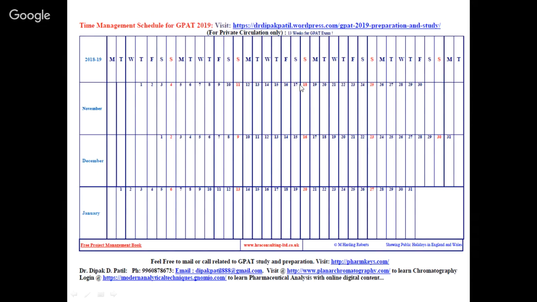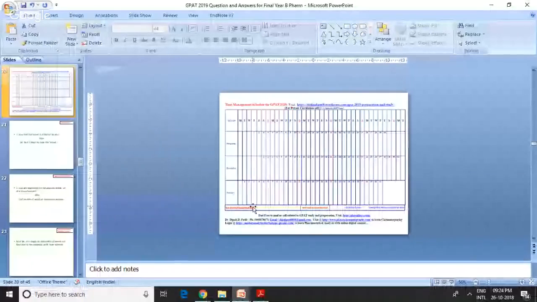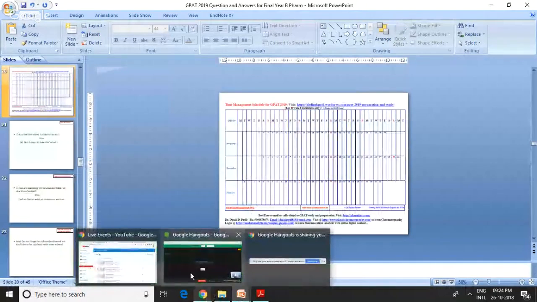So you can use this particular schedule. So from where to get this particular schedule? You just visit drdipakpatil.wordpress.com. In that you just use this tab, that is GPAT 2019 preparation study. So I will just show you where it is.